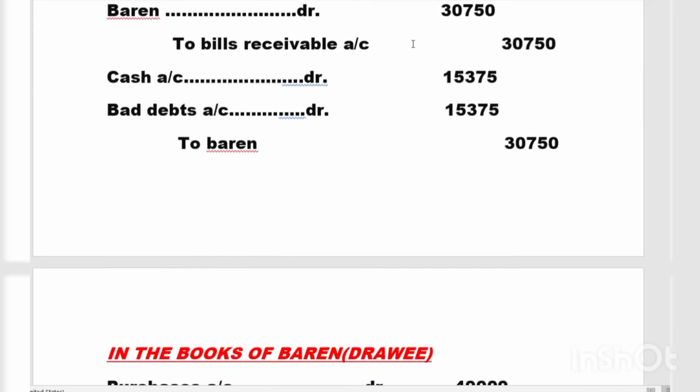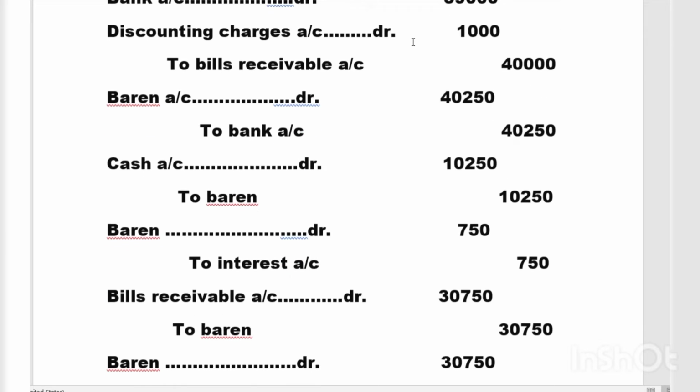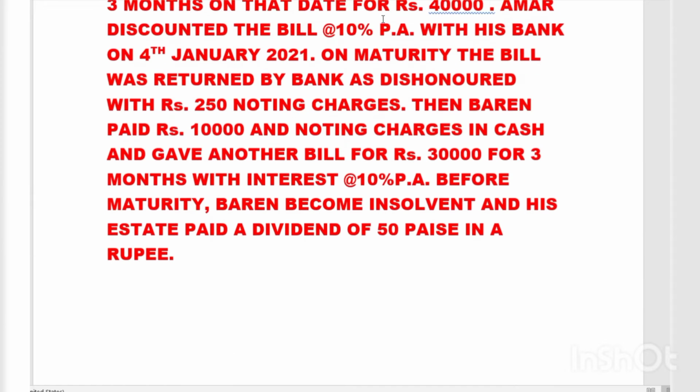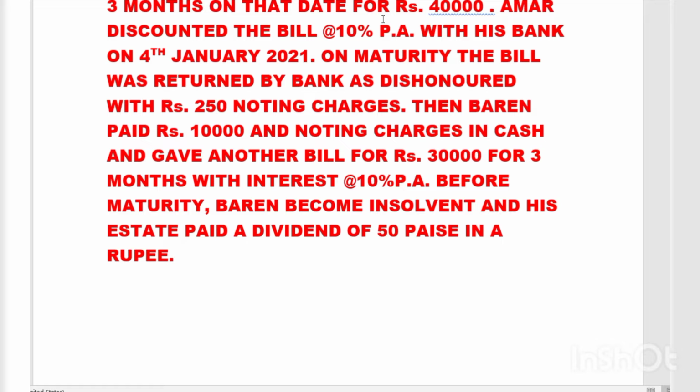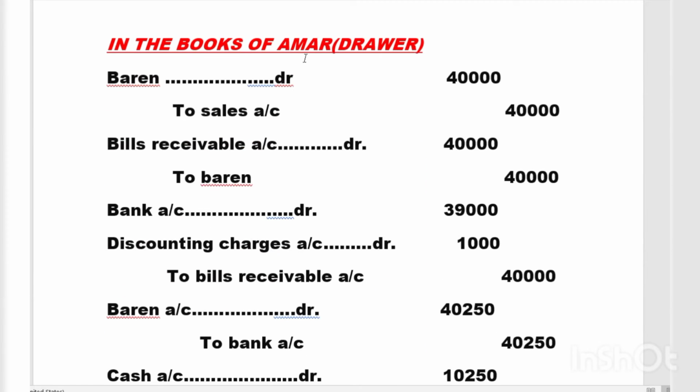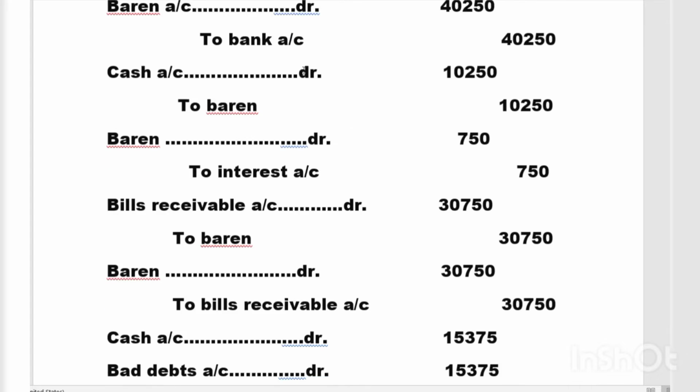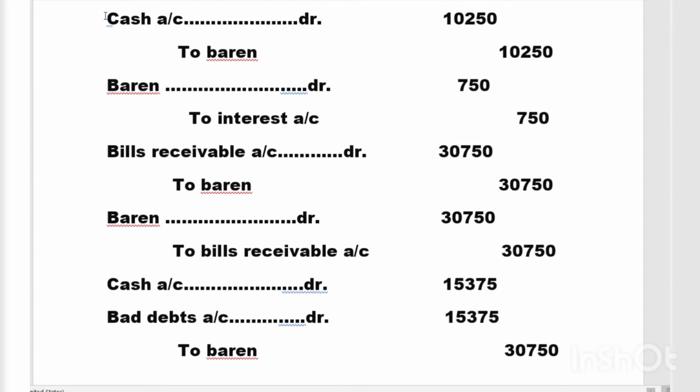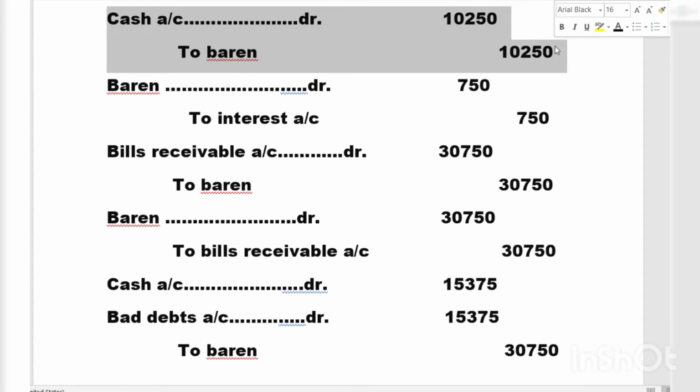After that, what happens? In the sum, it is mentioned that Barin is paying 10,000 rupees and 250 rupees noting charges in cash to Amar. So Amar is receiving cash from Barin. What is the entry for that? Cash is being received, so cash account debit 10250.